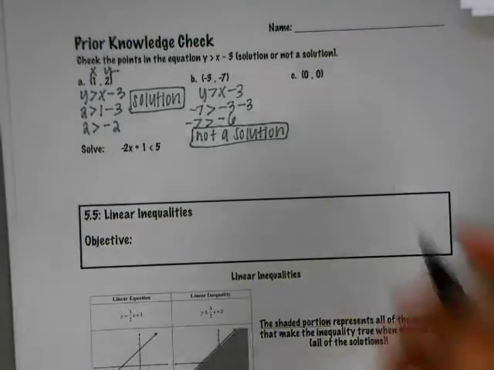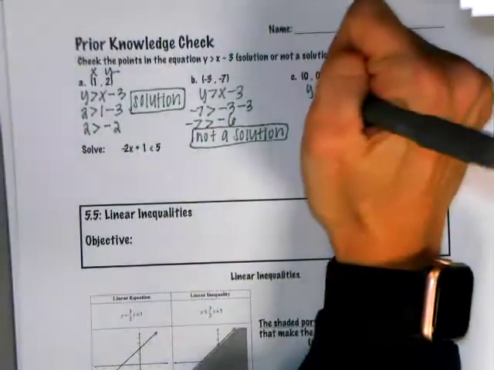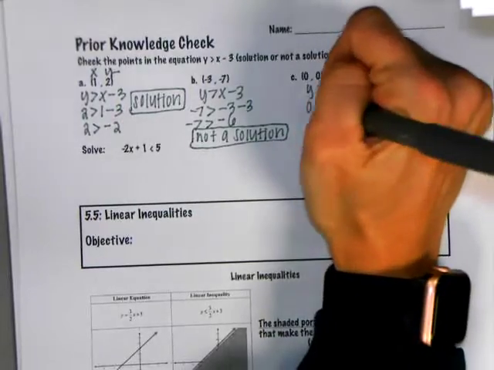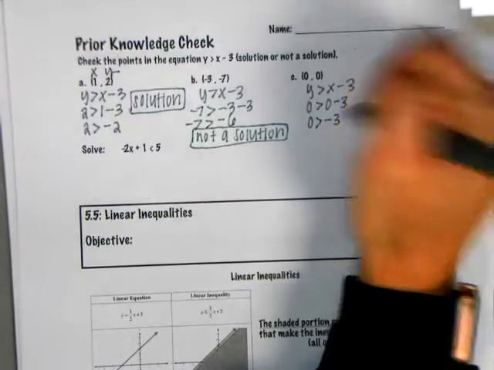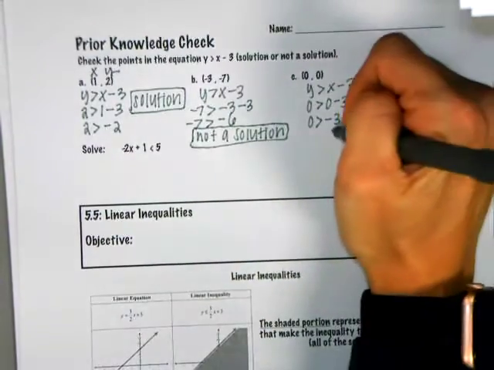And then plug in 0, 0. 0 is greater than 0 minus 3. What's 0 minus 3? -3. Is 0 greater than -3? Yes, so this one's a solution.